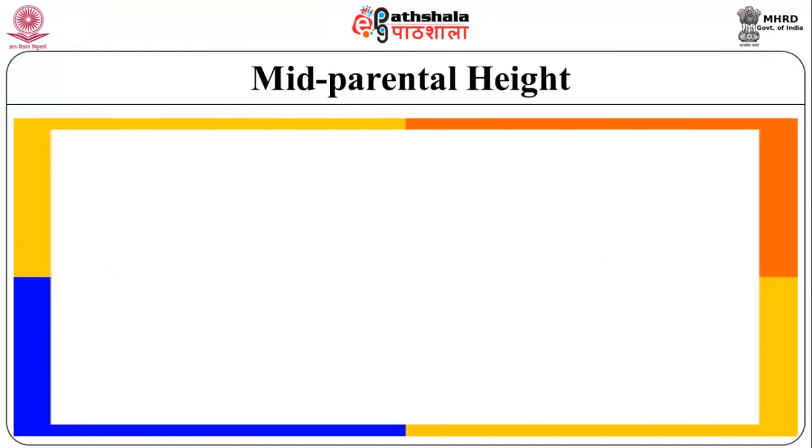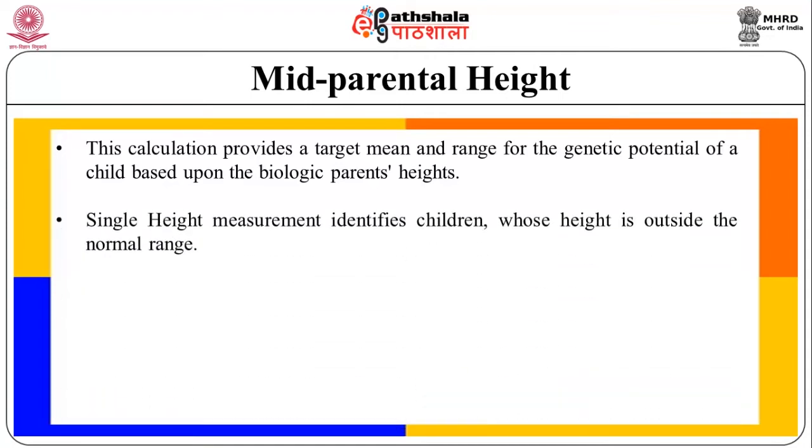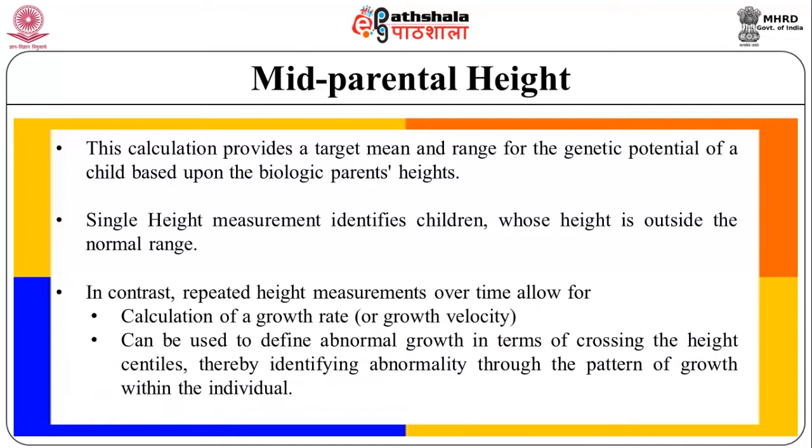Mid-parent height. This calculation provides a target mean and range for the genetic potential of a child based upon the biological parents' heights. A single height measurement identifies children whose height is outside the normal range. In contrast, repeated height measurements over time allow for calculation of a growth rate or growth velocity and can be used to define abnormal growth in terms of a crossing of the height centiles, thereby identifying abnormality through the pattern of growth within the individual.